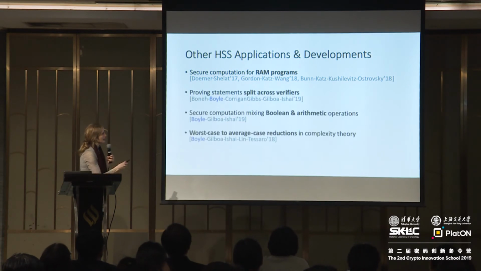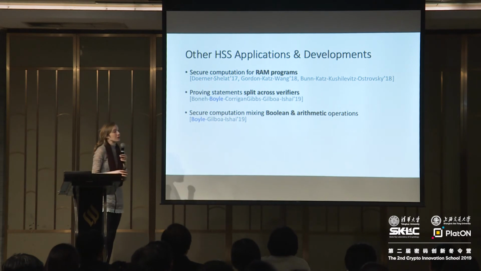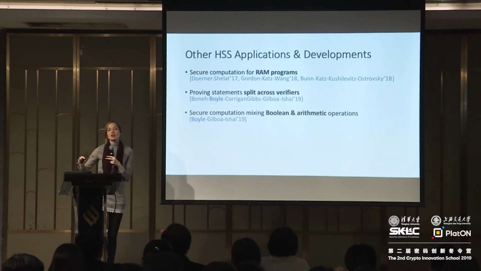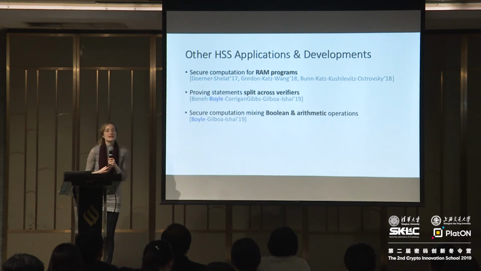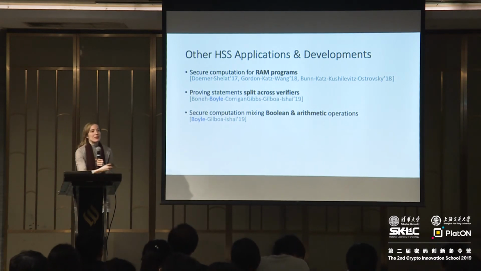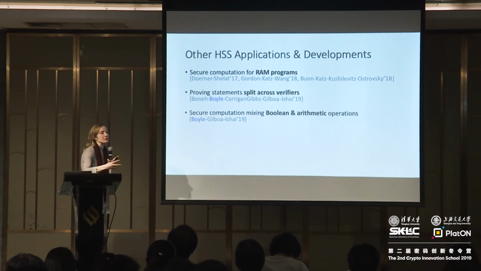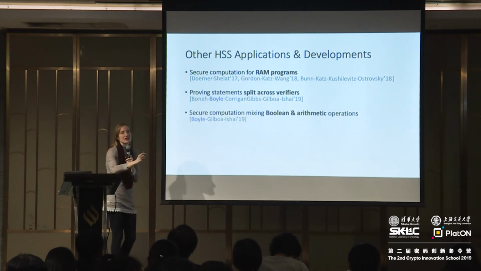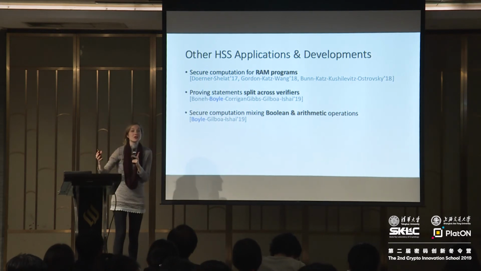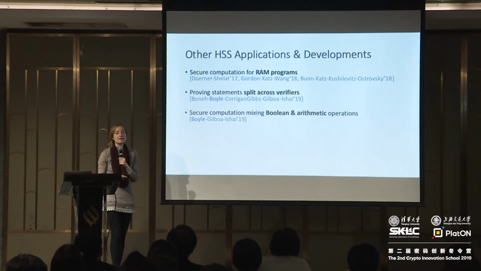Again, let me go a little bit quicker. So here we have techniques for proving statements that are split across the verifiers. For example, suppose I want to prove to somebody that some statement is true, but now you're two different people, and neither of you knows the statement. But somehow, between the two of you, maybe you have pieces of the statement, or you have additive secret shares of the statement, and I want to be able to convince you as two different verifiers that the statement is true.